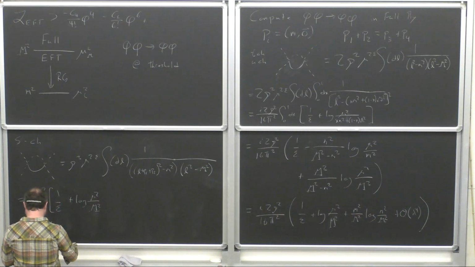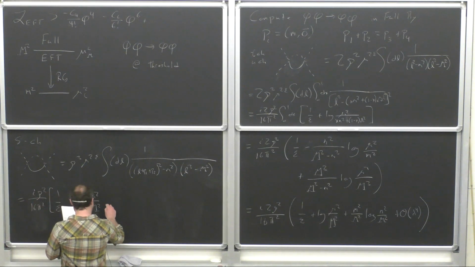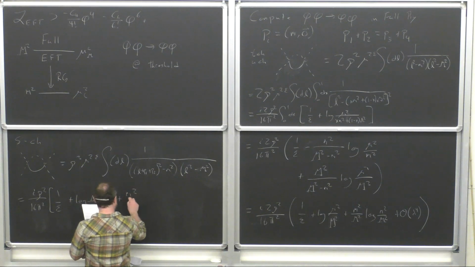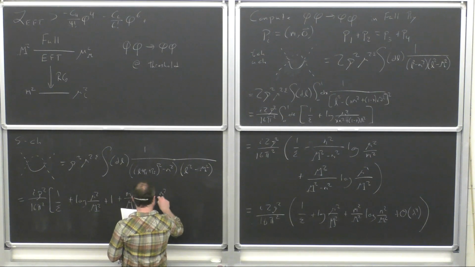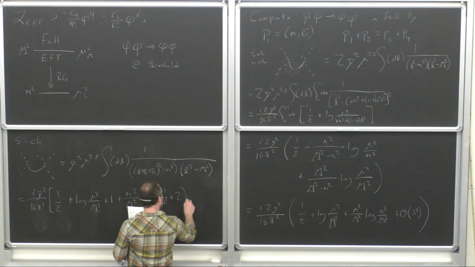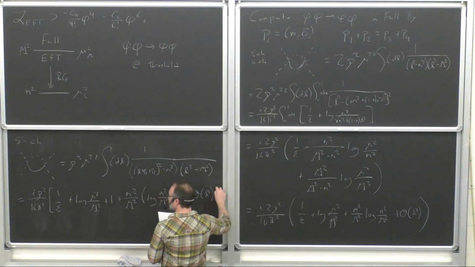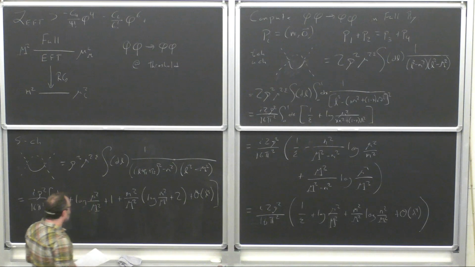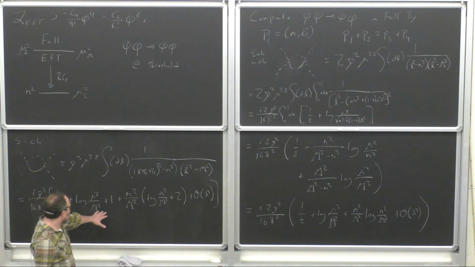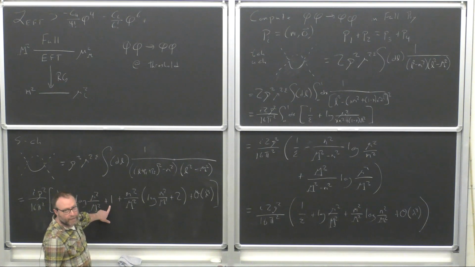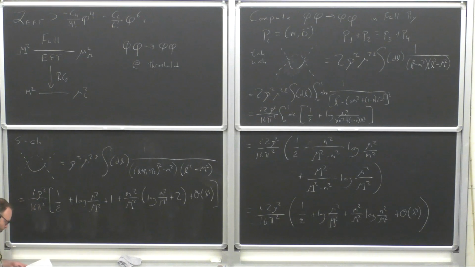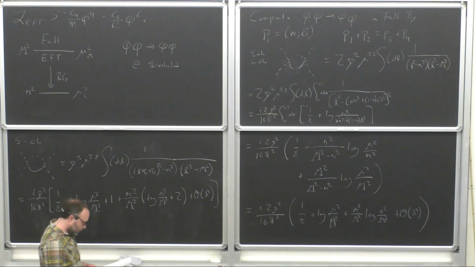So then, plus 1 plus M squared over capital M squared log M squared over capital M squared plus 2 plus order lambda to the 4th. Okay, so it's just a little bit more, there's these few other terms that appear just due to that different momentum structure, okay? Good.